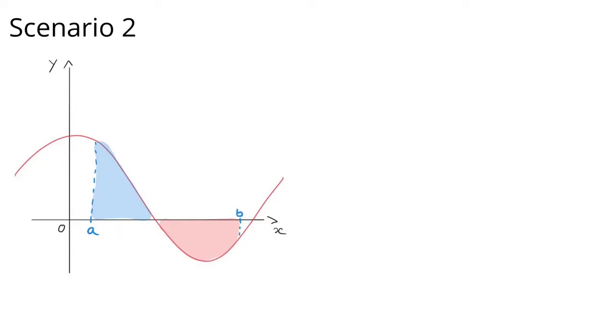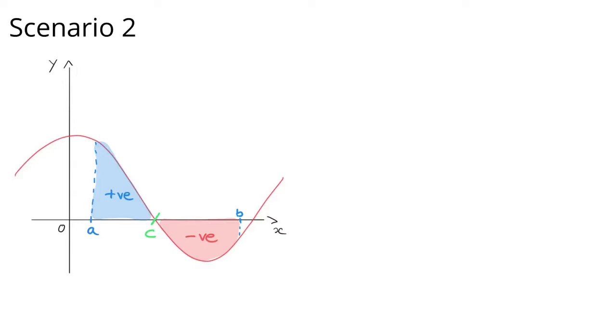Now, I've used two different colors here to highlight an important fact. The blue area can be thought of as a positive area, and that's because this curve is above the x-axis here. On the other hand, the red area can be thought of as a negative area. Now, both of these areas are separated or split at the point at which the curve crosses the x-axis. And the value of x at which this curve crosses the x-axis, I'm going to go ahead and call it c.